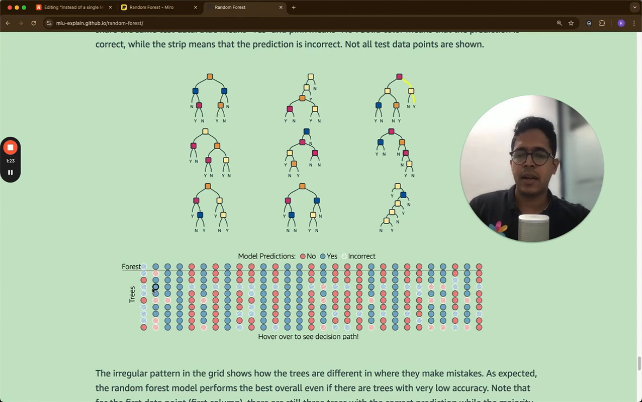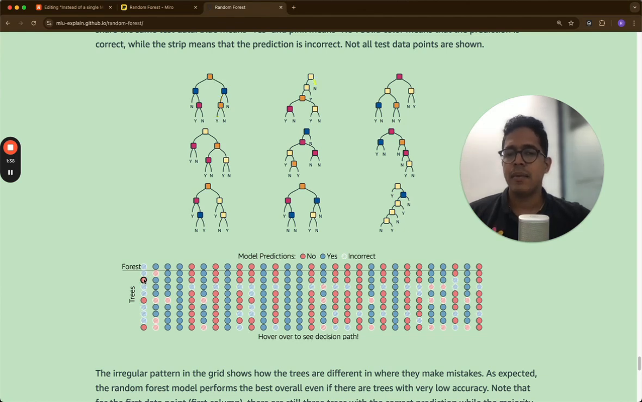Only one of them can be correct. So the first tree, when I hover my mouse pointer here, will get highlighted and you will see the branch which led to the decision. And the decision was wrong, which is why it is showing a shaded color.